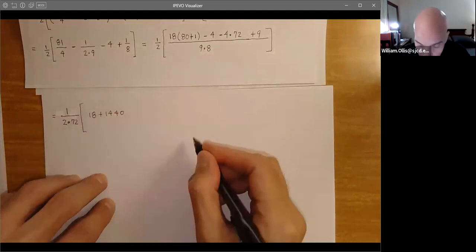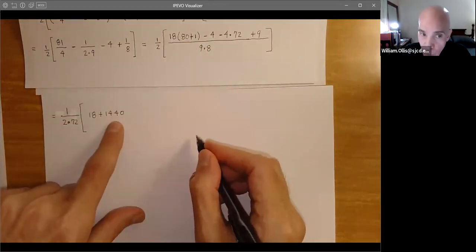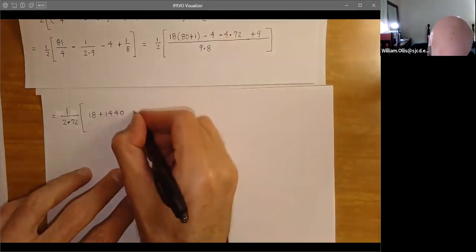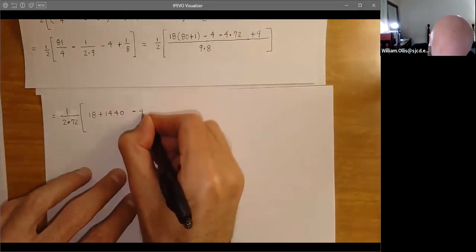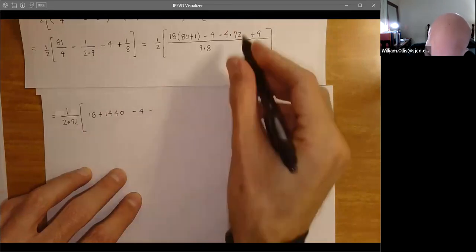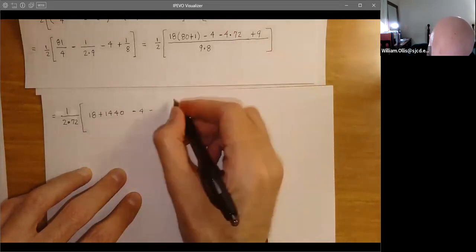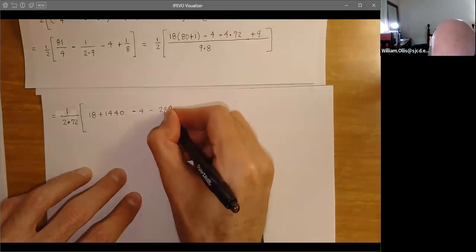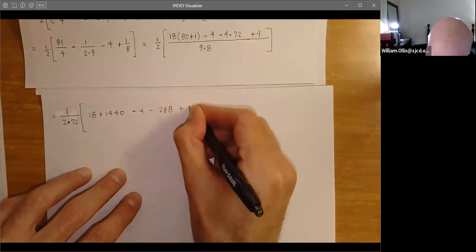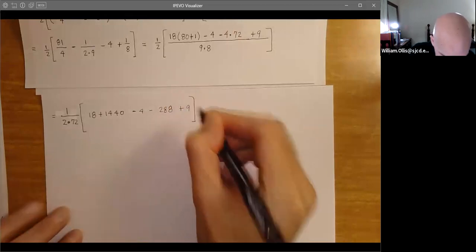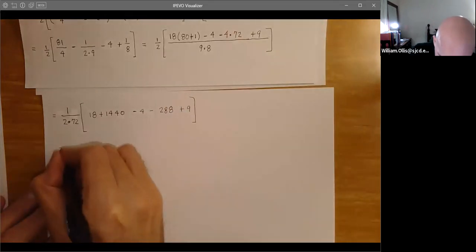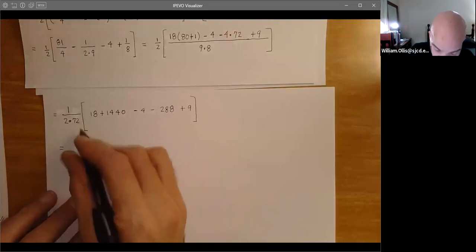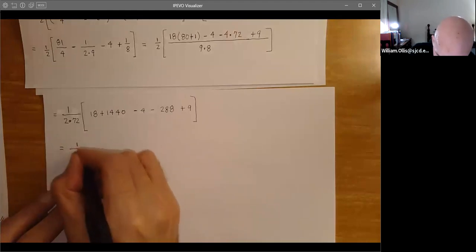So this is what I was talking about. When you actually break down the numbers, it's easier to multiply and it's easier to go back and check. And then of course we have a -4. And now of course here, this is easy to multiply. So that'll be an 8. And then of course a 28. So 288 plus a 9. So now we've got a 1 times a 2 times a 72. That's going to be a 144.